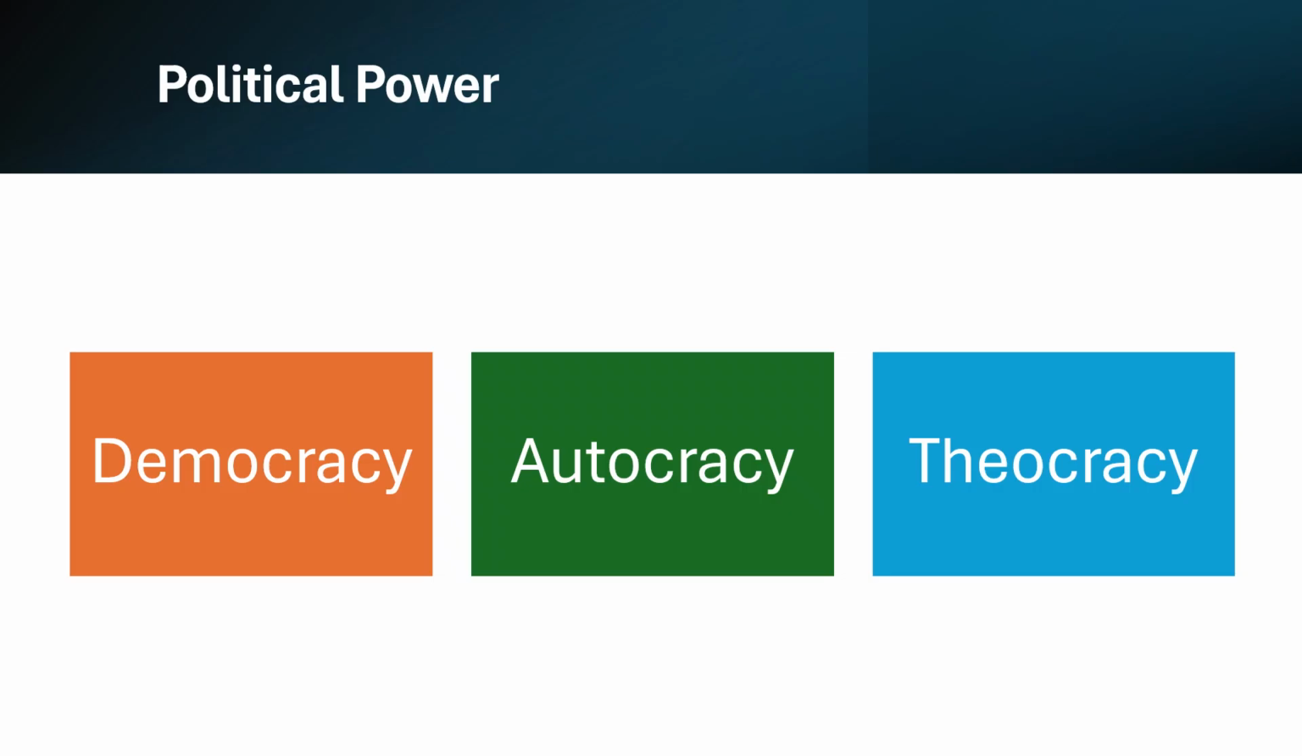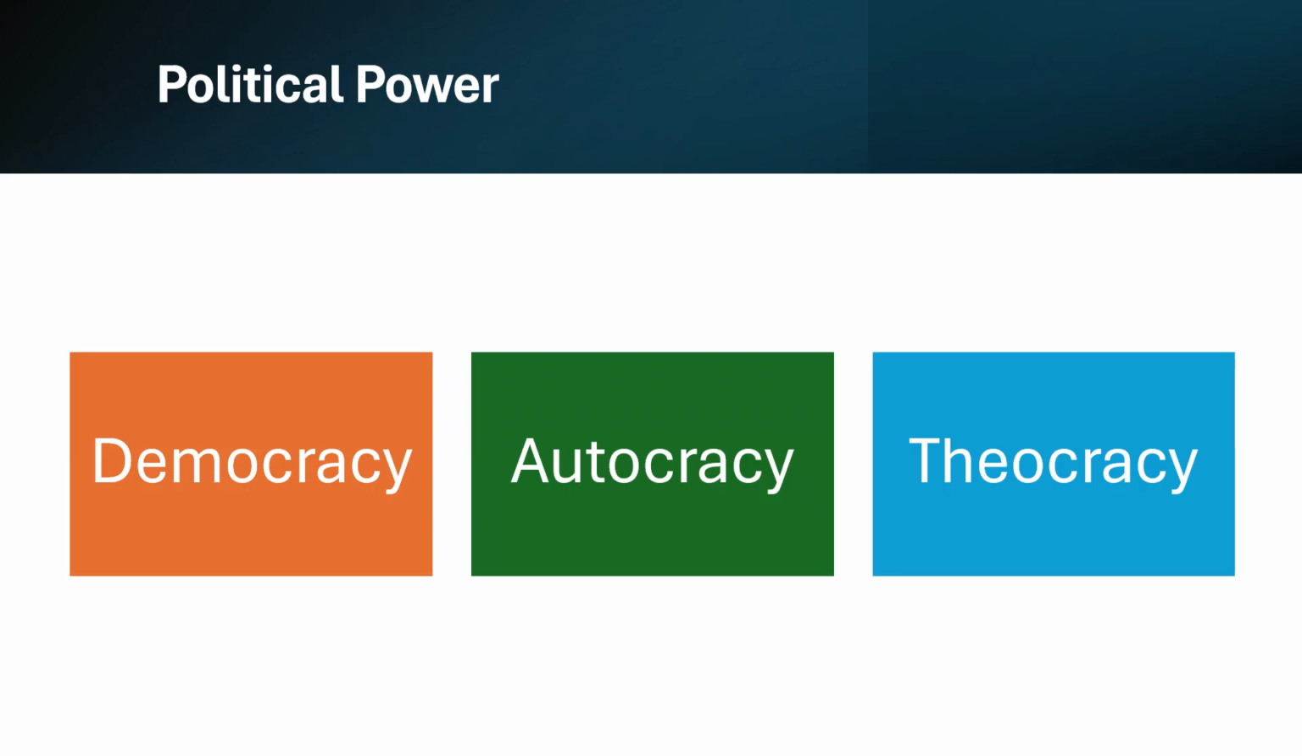Political power can also be divided into 3 categories. Democracy, which is set up by the people and the power belongs to them. Examples: United States, Australia, Great Britain.